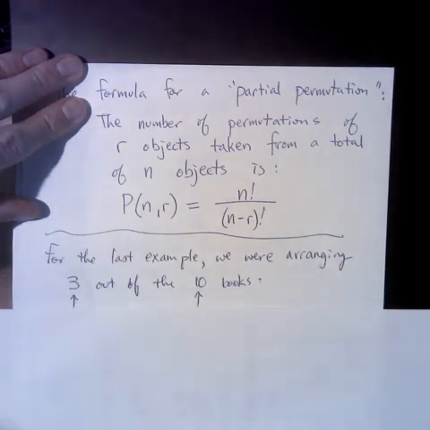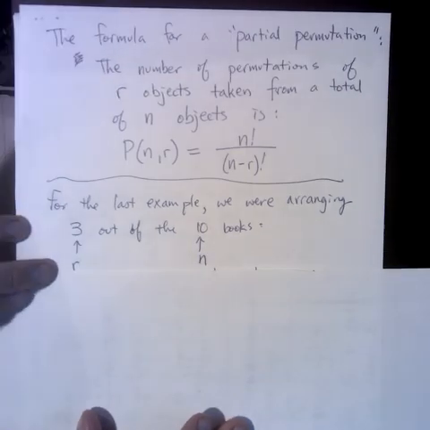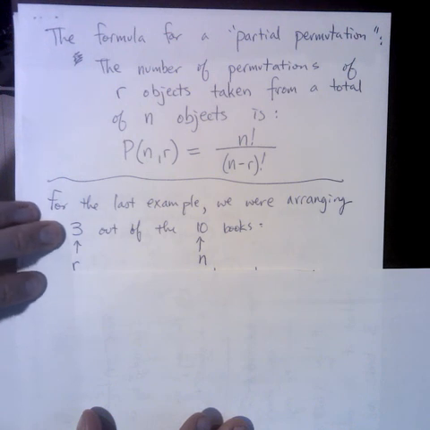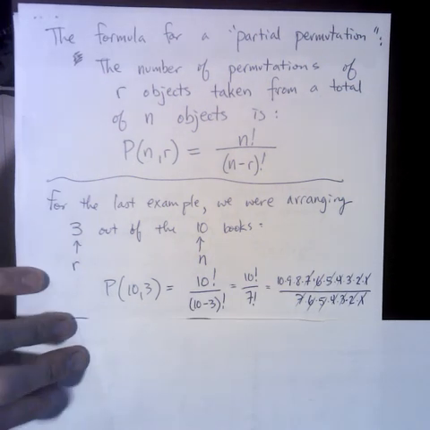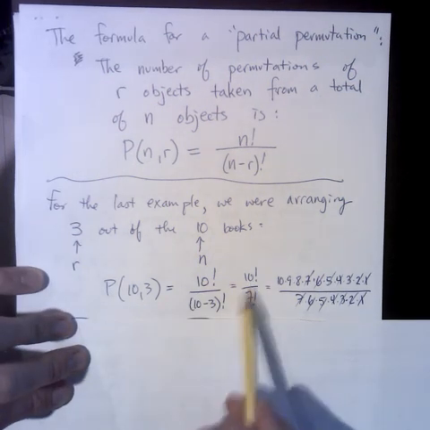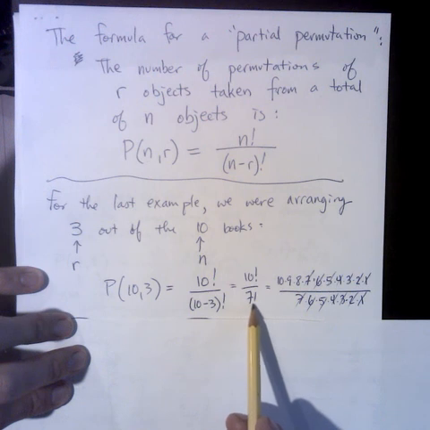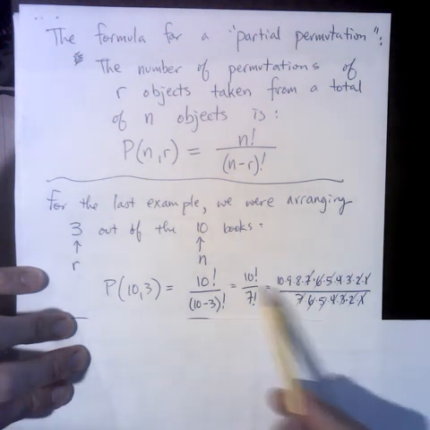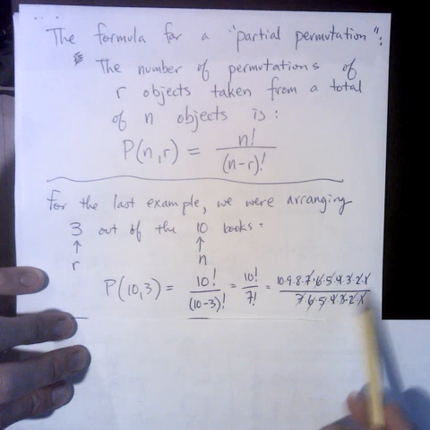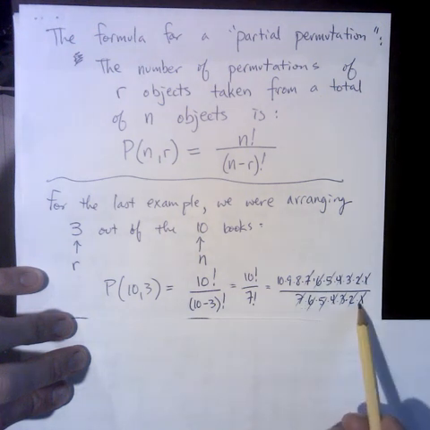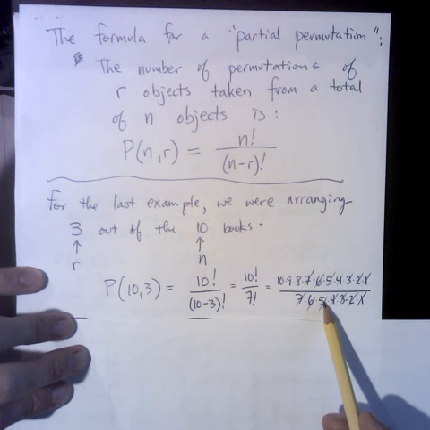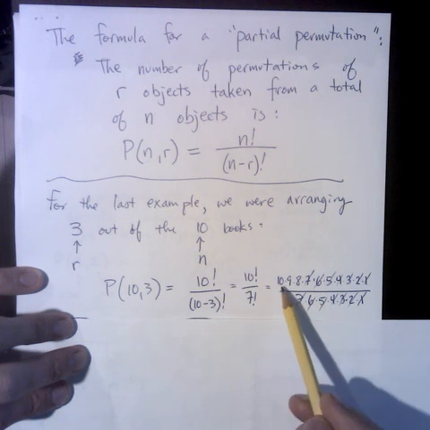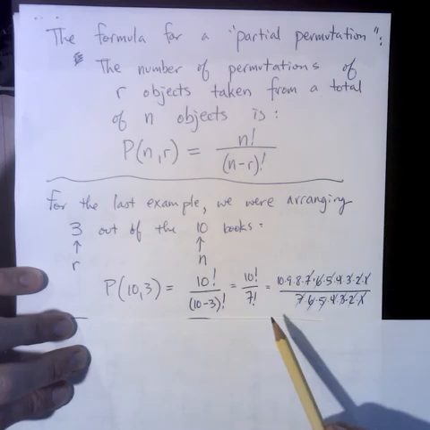So in the last problem, the total would be 10, so that's my n. The number of books that I'm choosing and then ordering, that would be 3, so that's my r. Look at what happens if we plug in 10 for n and 3 for r, then we get 10 factorial up on top. We get 10 minus 3, which is 7 factorial down on bottom. And look at what's going to happen. 10 factorial means I'm multiplying 10 all the way down to 1. 7 factorial means I'm multiplying 7 all the way down to 1. And I have a whole bunch of cancellation that takes place. The 7s can cancel, the 6s can cancel, the 5s can cancel. The only thing that's left is going to be the numbers that I want to stay, 10 times 9 times 8, up in my numerator, which is 720.